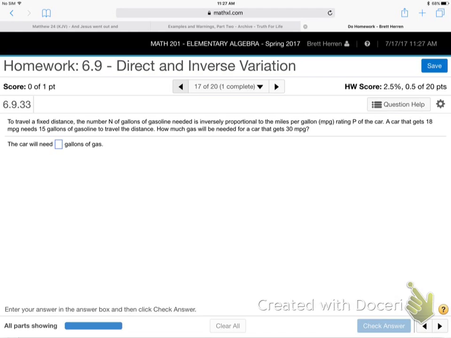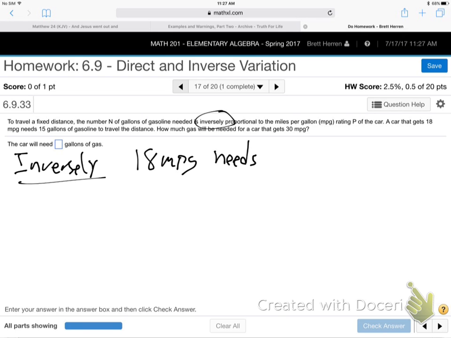Let's see. Here we go. To travel a fixed distance, the number of gallons needed varies inversely. So they're telling us inversely right there, so we don't have to figure it out for ourselves this time. A car gets 18 miles per gallon and needs 15 gallons for some trip. But they're thinking, what if we took the small car that gets 30 miles per gallon? How many gallons would it need to make that trip?